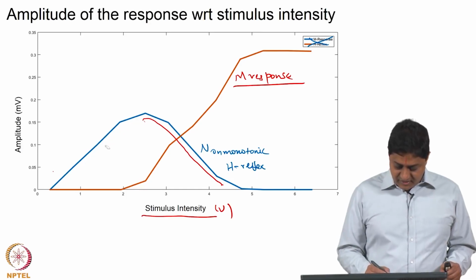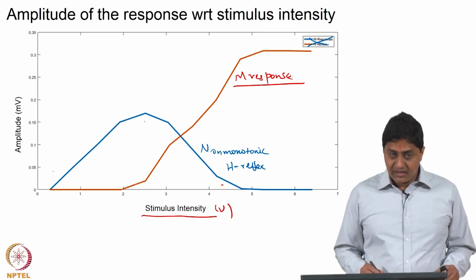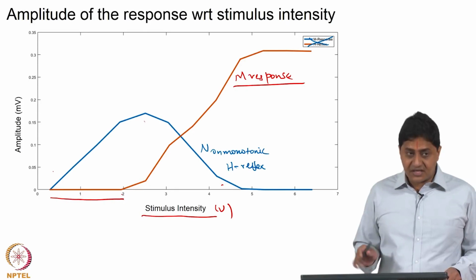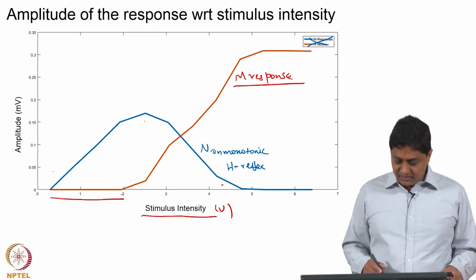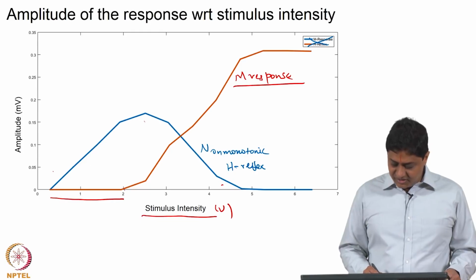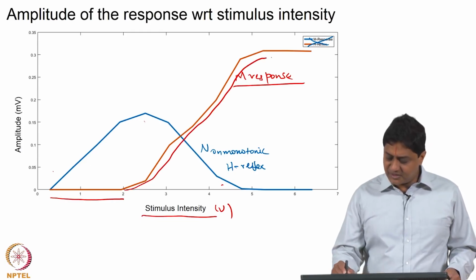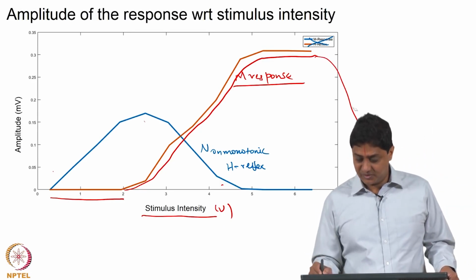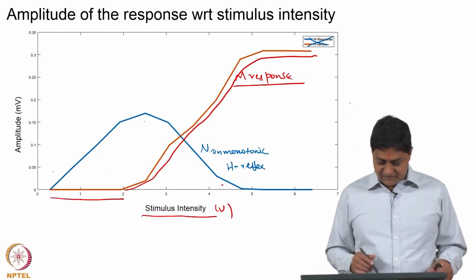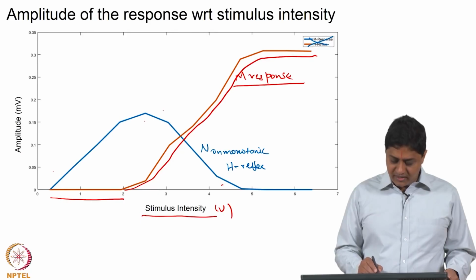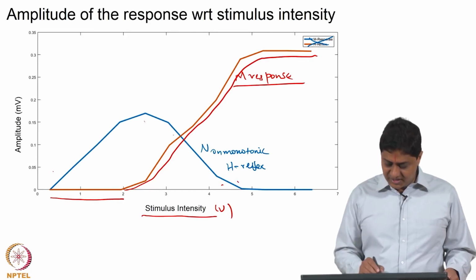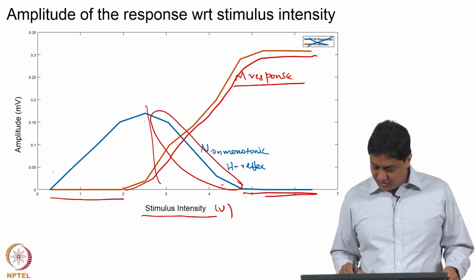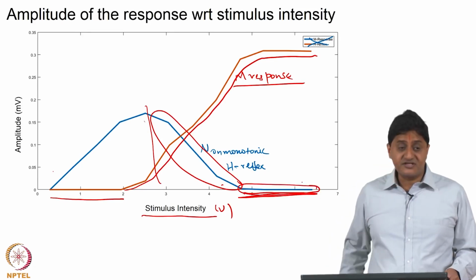whereas in the case of the M response, for a while there is no M response, and then the M response starts, and when it starts to increase it keeps increasing monotonically, and at some point it saturates. Of course at some point it must saturate, but it does not go back. That is the most important part, unlike in the H reflex. The question is why the H reflex amplitude starts reducing after that point. It starts reducing and at some point it becomes 0. For all these cases the H reflex amplitude is 0.